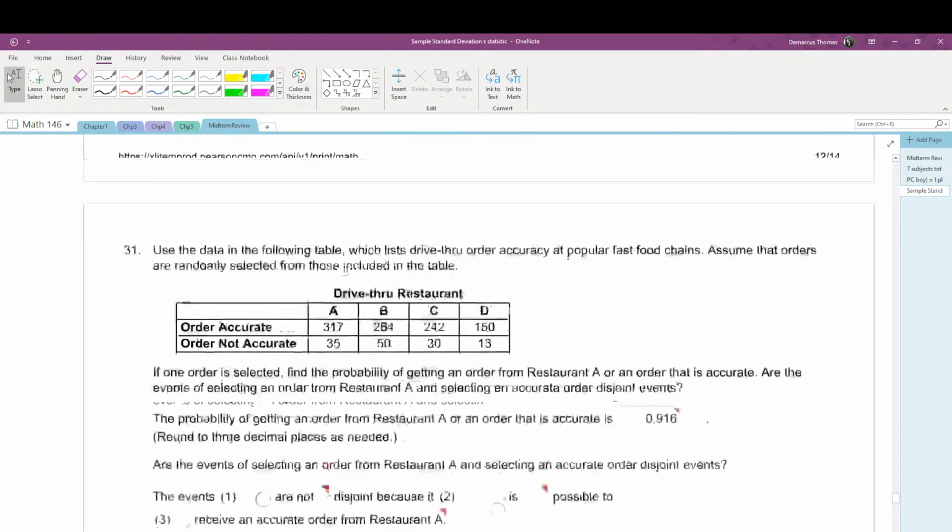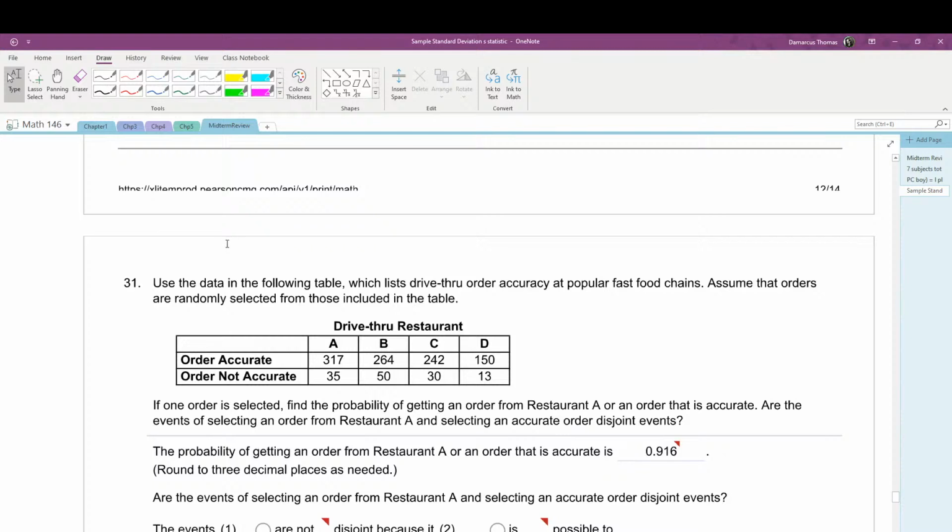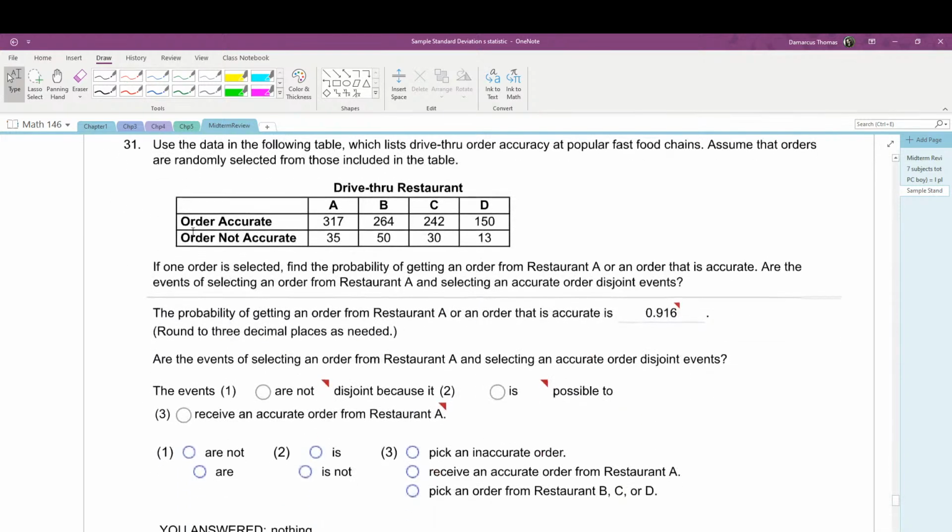There were just a few more. Remember, there are 35 questions on the updated midterm exam review. 35. Let's look at number 31. You have a table. I think this one even popped up on the quiz. I don't want to get too deep into this one, but it's just an or, but there's overlap. So you want to subtract one out.